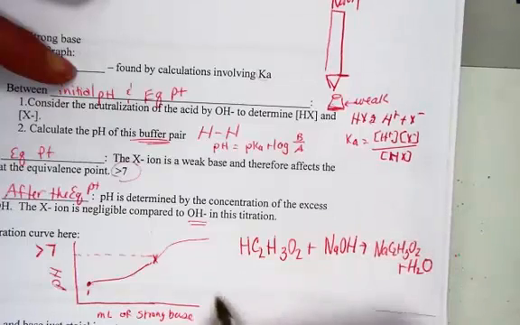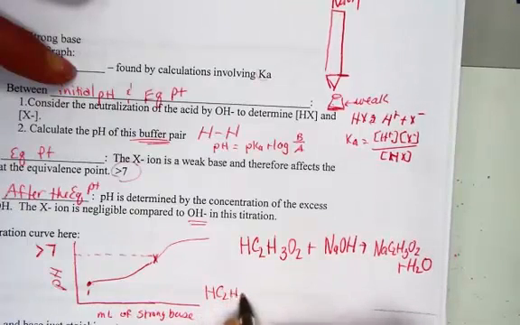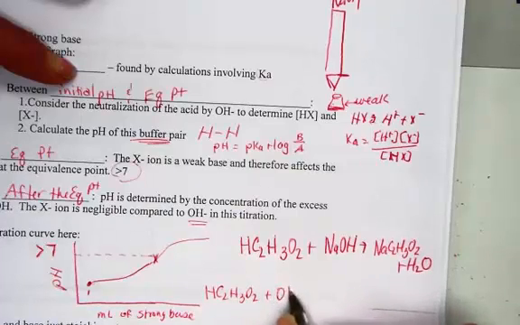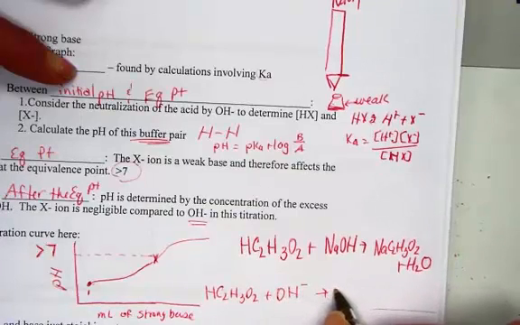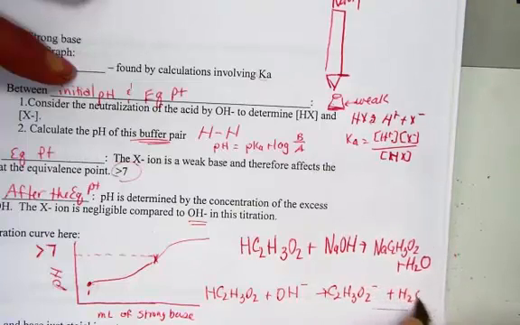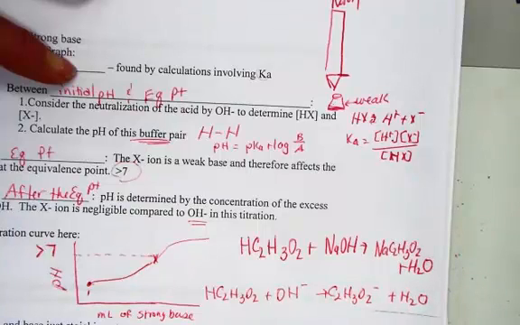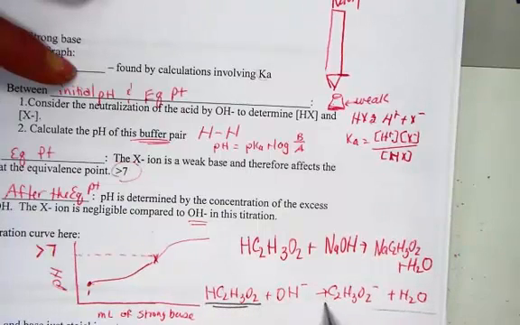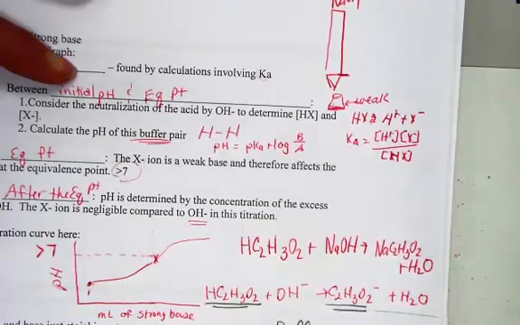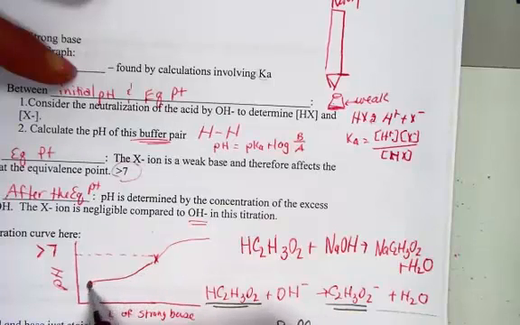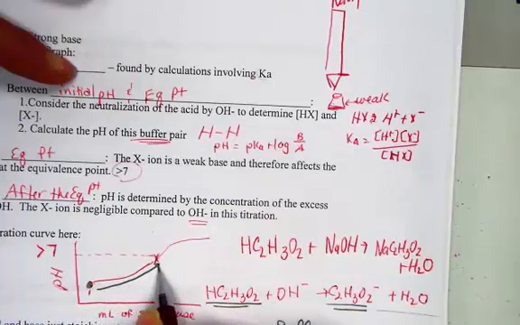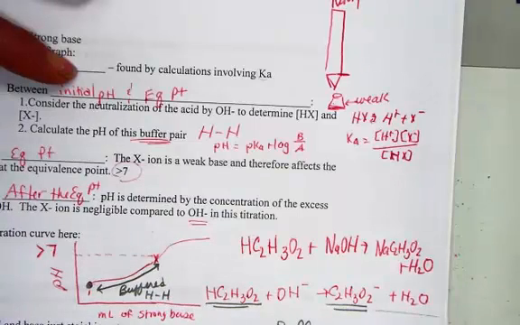A net ionic equation leaves together the weak acid, breaks apart the strong base, breaks apart the salt, and leaves together the molecular water. Notice that the acid-base conjugate pair creates a buffered solution in the region between the initial point and the equivalence point. This is a buffered solution, and we have to use Henderson-Hasselbalch to determine the pH.